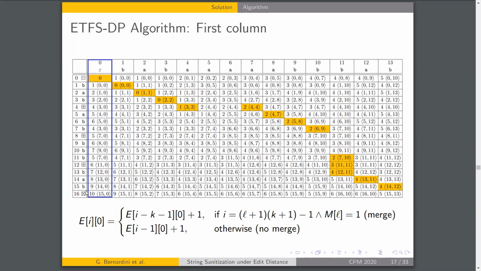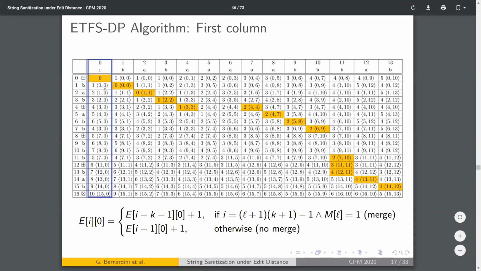Okay, so what happens in the first column? Here we want to find the minimal edit distance between these non-sensitive patterns and the empty string. So actually we just want the minimum length string XED, and well, at every symbol the length increases by 1.